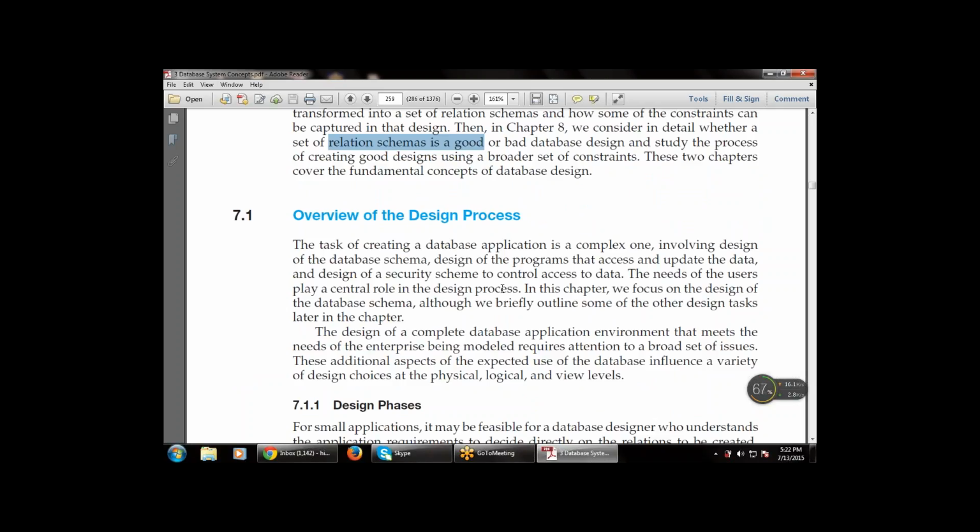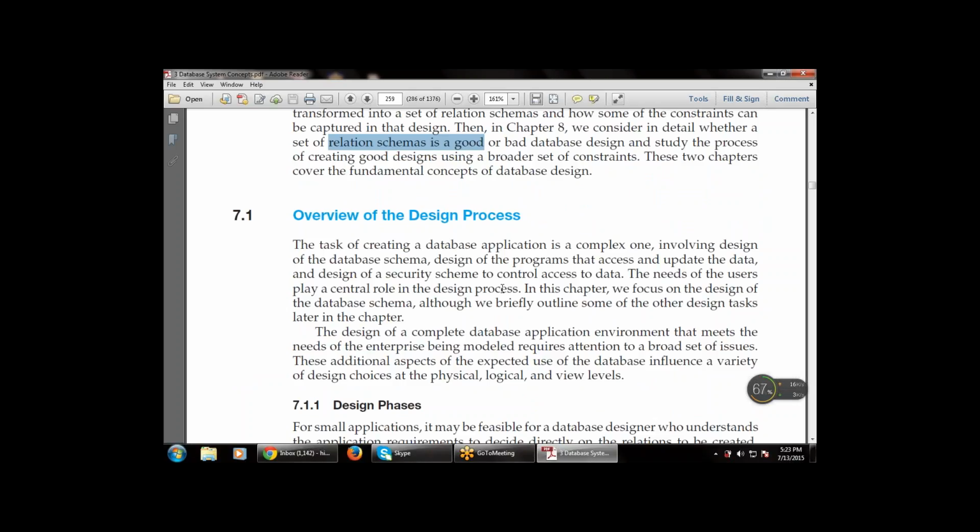Creating a database application involves designing the database schema, that is the logical design of the database, the design of the programs that access and update the data, and the design of a security scheme to control access to data. That is, how to design the security scheme available to control the data.